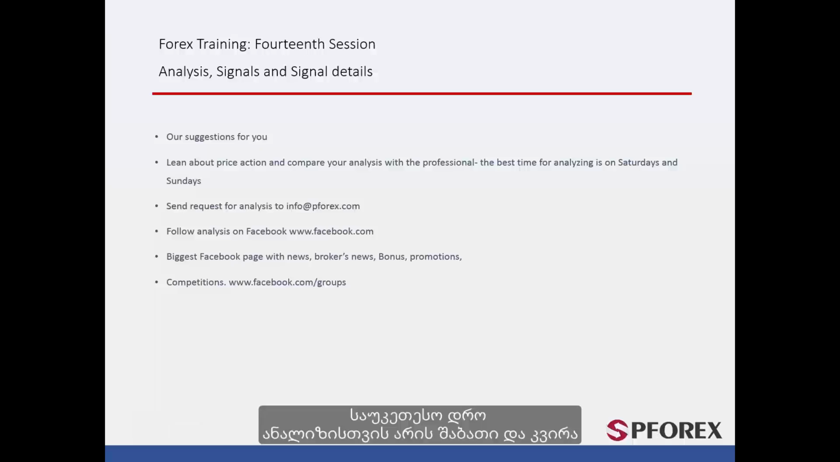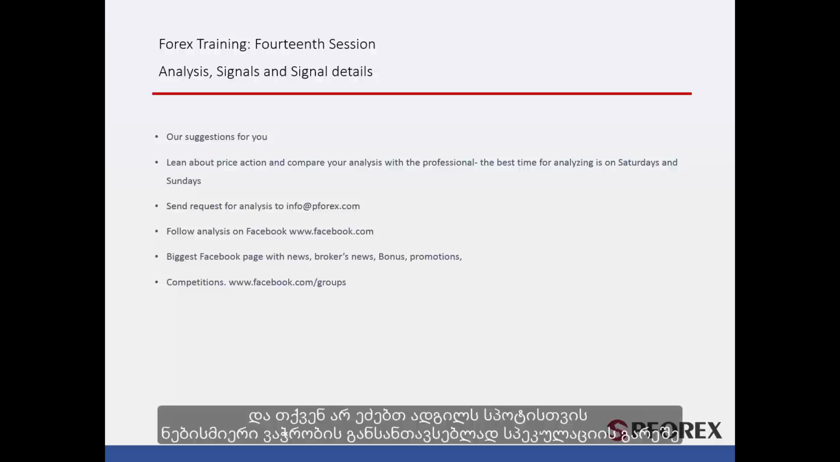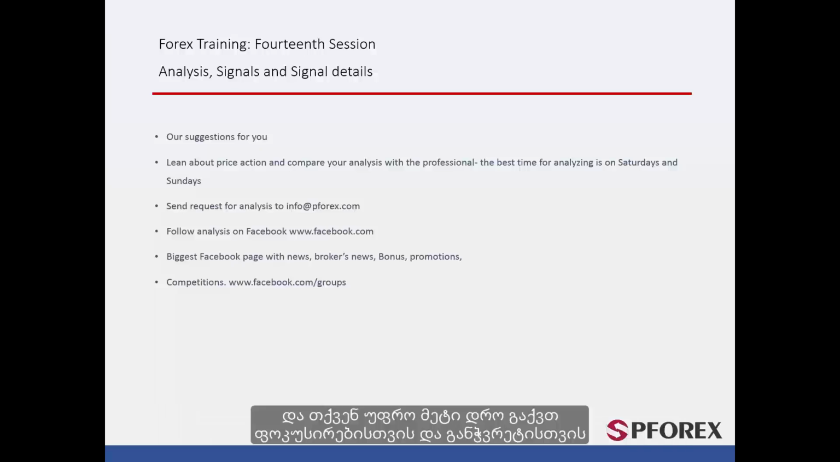The best time to do your analysis is on Saturdays and Sundays, because the financial markets are closed and you are not looking for a spot to place any trades at that time, without more speculation. This will leave you more time to contemplate and a greater focus.